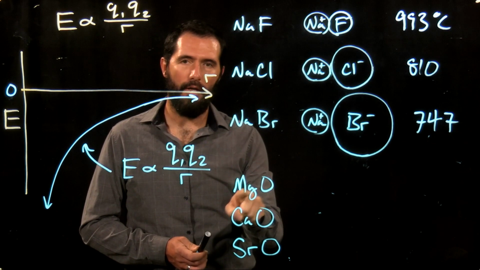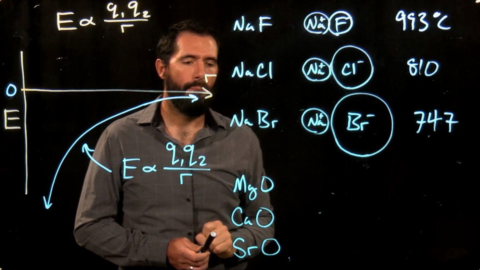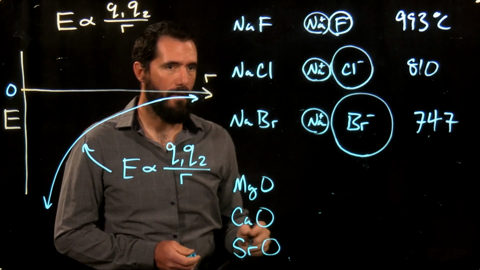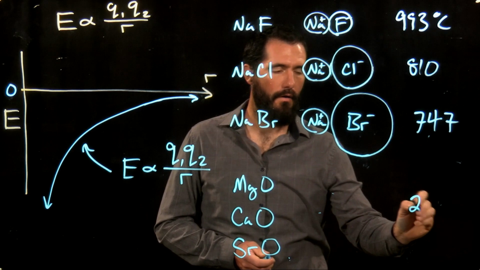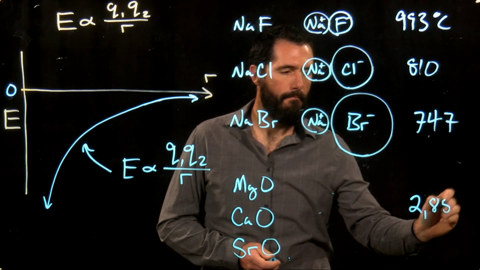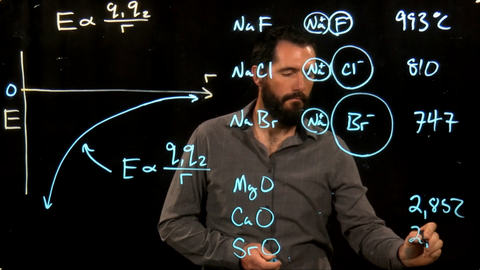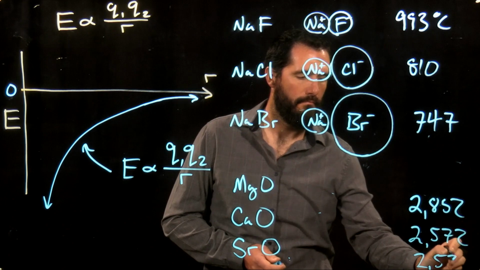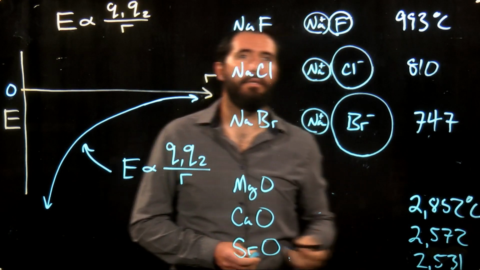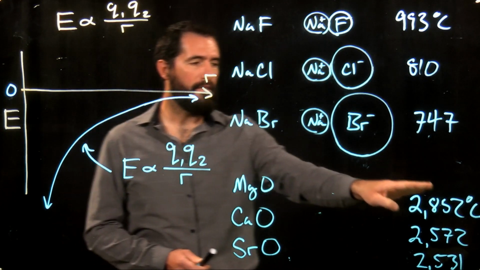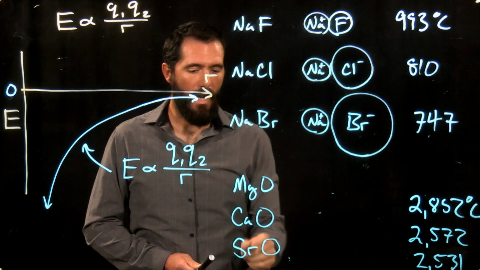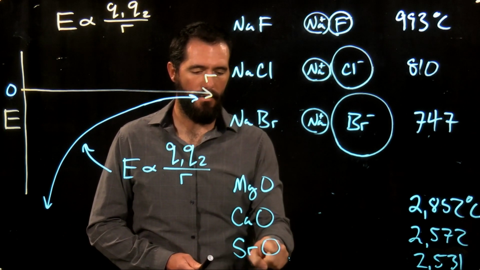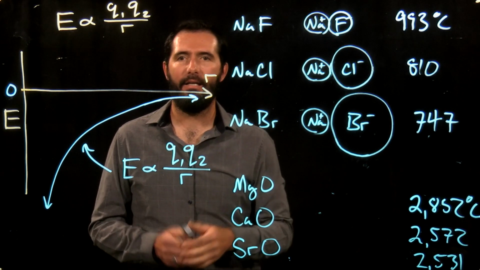Let's look at a 2+ and a 2- ion. We see the same trend for magnesium oxide, calcium oxide, and strontium oxide. Their melting points are all in Celsius. Notice that we see the same trend where as the radius increases, the melting point decreases because the two ions are held together less tightly.